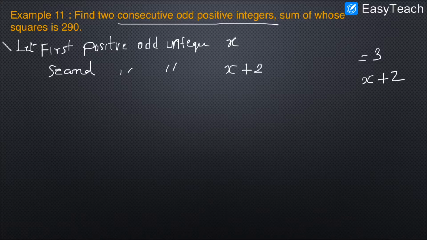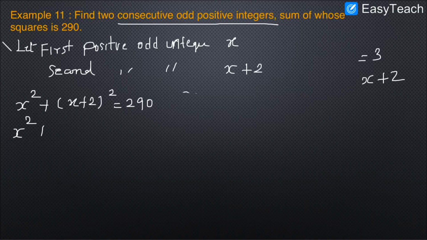The condition here is the sum of whose squares is 290, which means the sum of two squares. So x squared plus (x plus 2) the whole squared equals 290. This is what its meaning is, right? The sum of whose squares is 290. In the next step I am going to do some calculations to get the quadratic equation.